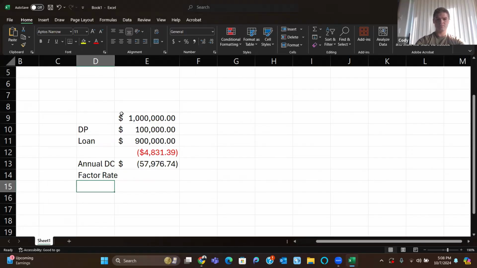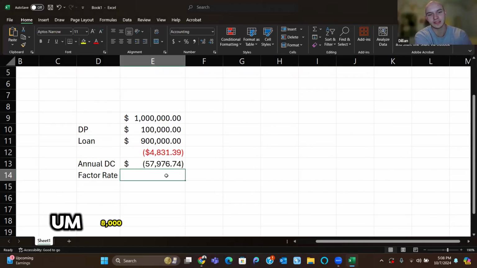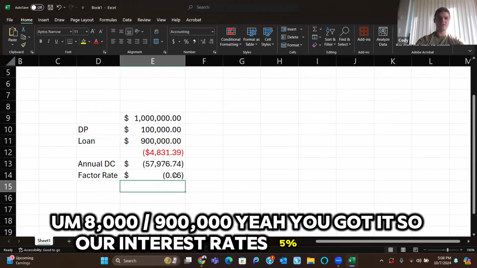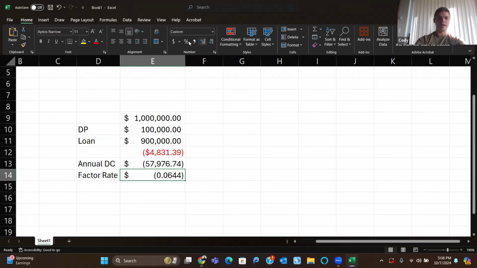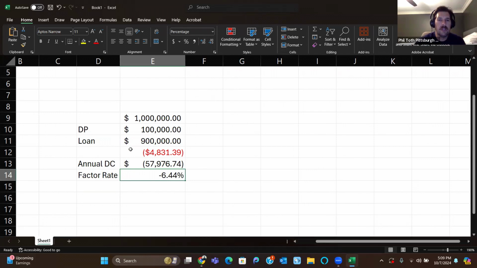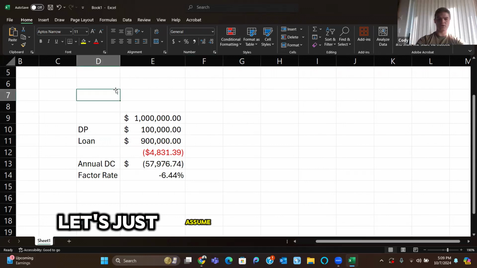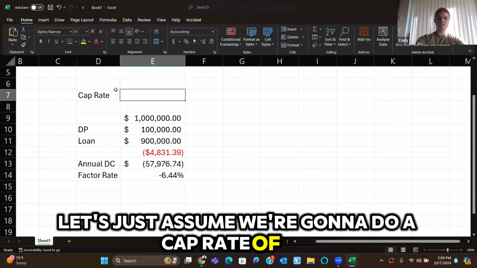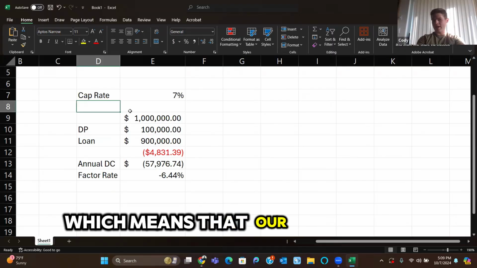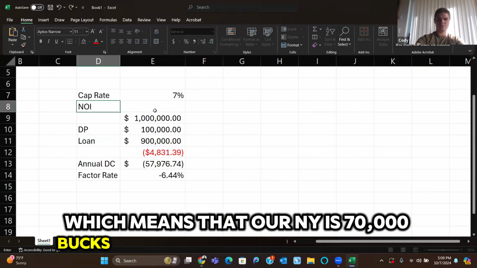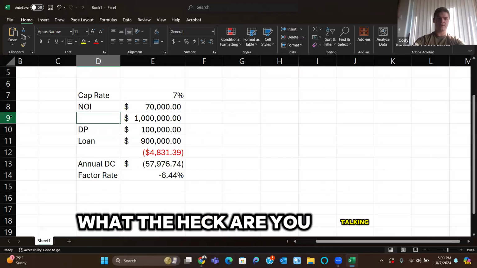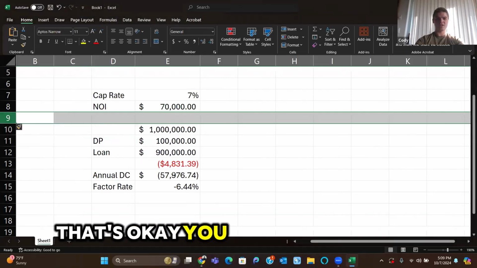Someone give me the answer. 58,000 divided by 900,000. Yep, you got it. So our interest rate's 5%. However, our factor rate is 6.44. So the way this would work, let's just assume we're going to do a cap rate of 7%, which means that our NOI is $70,000 on a $1 million purchase. And this is recorded, so if this is like, what the heck are you talking about? That's okay, because you can watch it again.